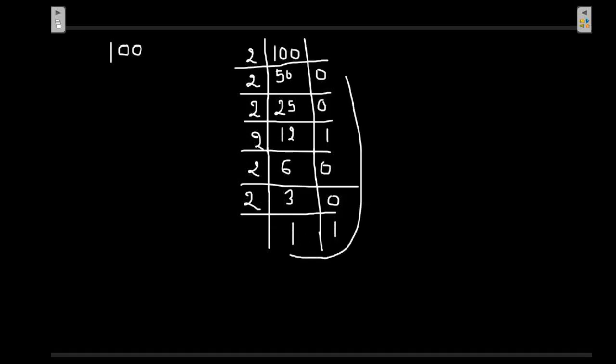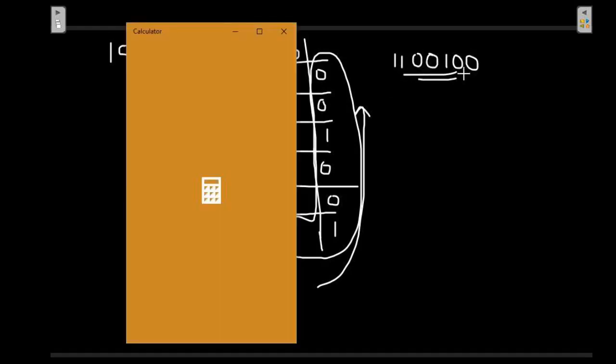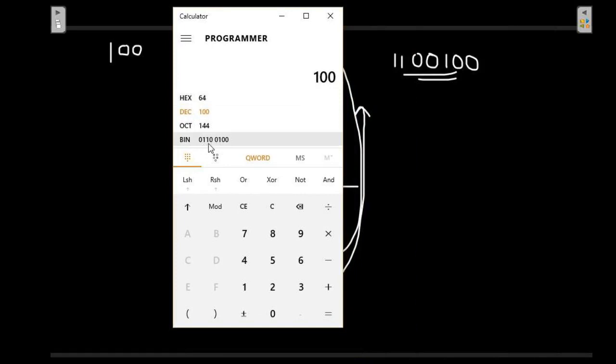Again writing this whole series of numbers from downwards to upwards, we get the binary form of 100 equals 1, 1, 0, 0, 1, 0, 0. So the binary form of 100 is 1, 1, 0, 0, 1, 0, 0. We can check that over here: 100 converted into binary gives our answer 1, 1, 0, 0, 1, 0, 0.